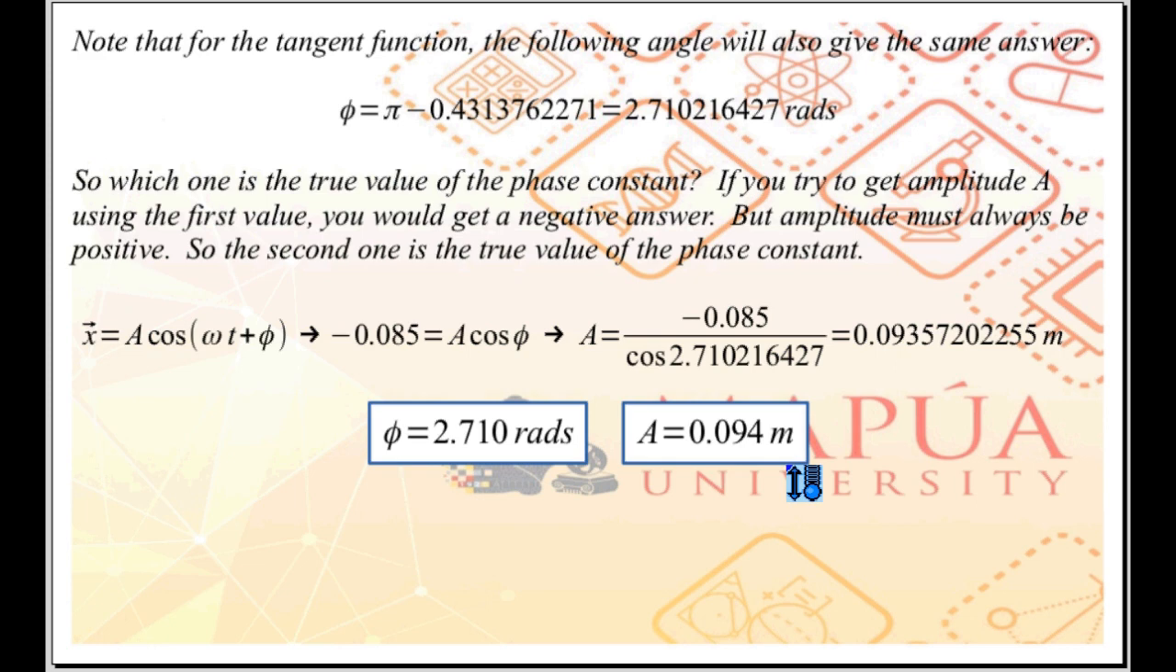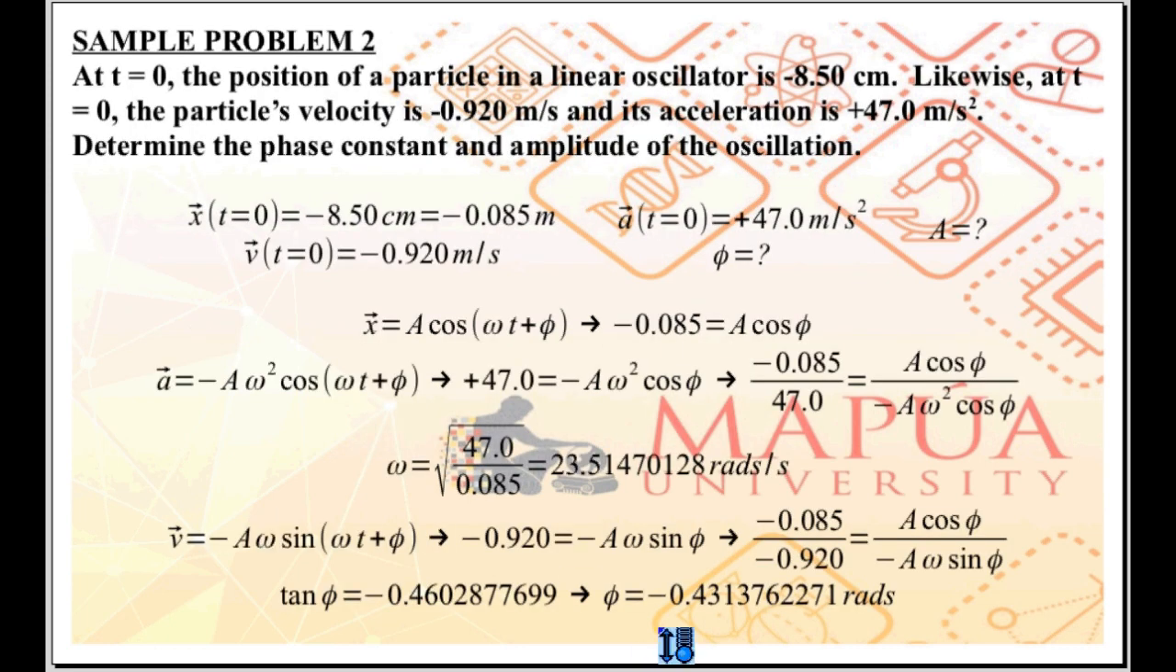So again, when using the sine function, cosine function, or tangent function, please bear in mind that certain values of the angle will give you the same answer for the cosine function, for example, or for the sine function, or for the tangent function, just as we have shown in this example. This value of the angle, get the tangent function, and this other value of the angle, get the tangent function, and you will get the same answer, negative 0.4602877699. So please bear that in mind.